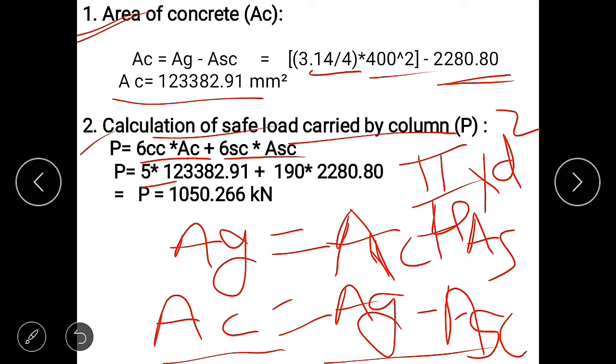P in table number 20, we find the value of direct stresses P, and from table number 21 we take the direct stress in steel, which is 190. So AC in step number 1 we find AC. AC is area of concrete, which is 123382.91, and ASC is area of bar in column. So the P is 1050.266 kilonewton. Okay.